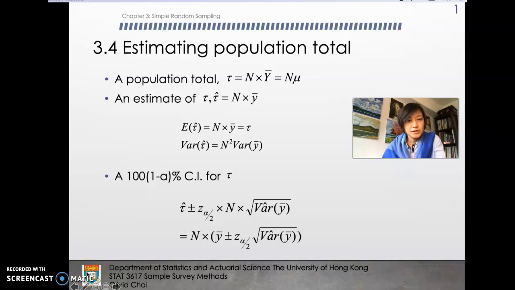All right, next we want to move on to the second parameter that we want to discuss, which is the population total. Since we know that the population total tau equals the population size N multiplied by the population mean, capital Y bar. So if we want to estimate the population total tau using tau hat, we use our sample: the population size N multiplied by the sample mean.